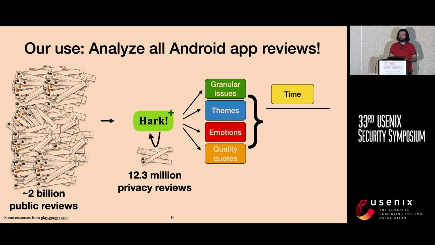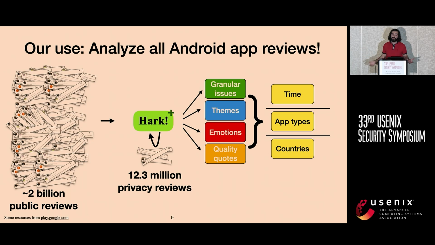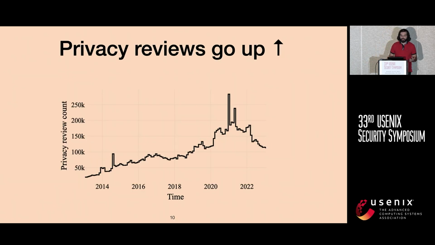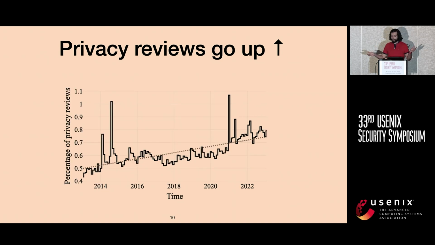We analyze these across time, application types, including security and privacy applications, and different countries. That's our methodology. What did we actually find? Well, turns out, privacy reviews are going up. There's more and more of them. But you're right, all reviews are going up. So we took the ratio. Turns out that's going up too. It started around 0.4% a decade ago, and now it's around 0.8% or 1%.